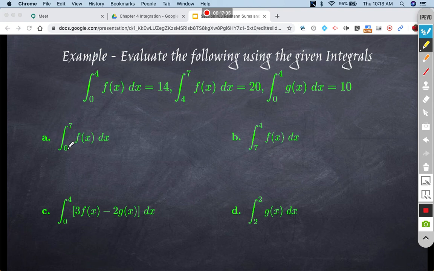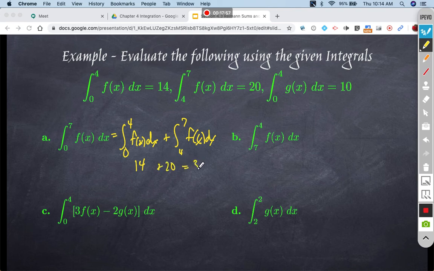For a, the integral from 0 to 7 of f of x. Here we're going 0 to 4. This is going from 4 to 7. So this is the integral from 0 to 4 of f of x dx, plus the integral from 4 to 7 of f of x dx. So that's just going to be 14 plus 20 is 34. The integral from 7 to 4, notice we just switched the order, is going to be the opposite of the integral from 4 to 7 of f of x dx, which is going to be a negative 20.